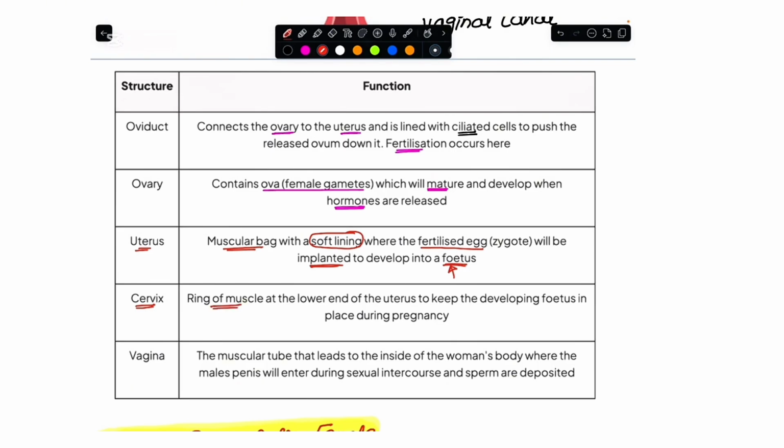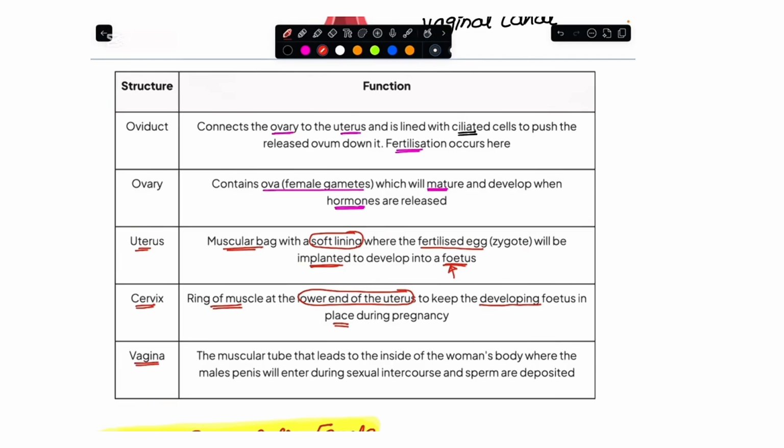It is a ring of muscle present at the lower end of the uterus. The idea with the cervix is that it keeps the developing fetus in place, and at the time of delivery, it would widen up and open up, which would cause the fetus to move out of the female reproductive system, to be delivered.